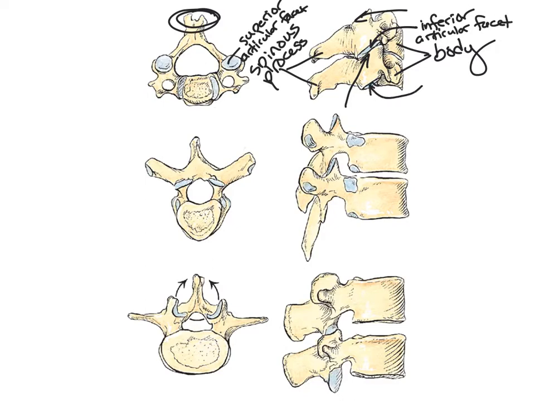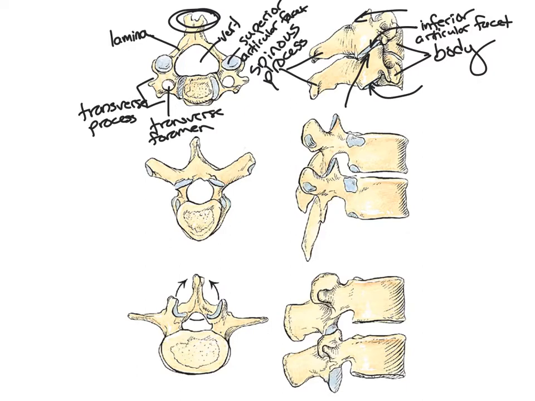which we also see here. When we look at our transverse process, we also have a transverse foramen within the transverse process. The area between the transverse process or the superior articular facet and the spinous process is called the lamina. And then we have our vertebral foramen through the middle, where the spinal column would sit.